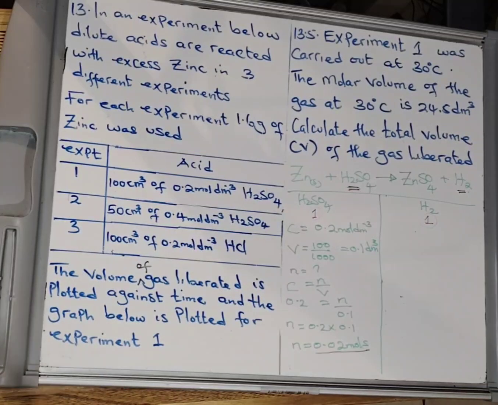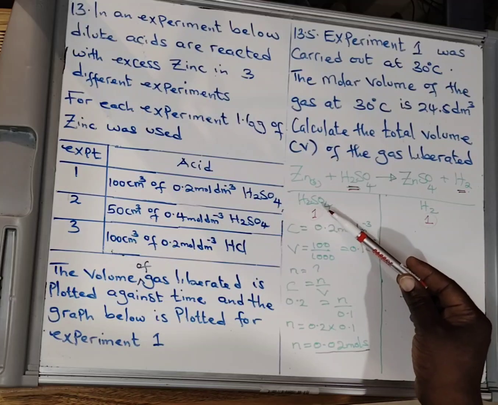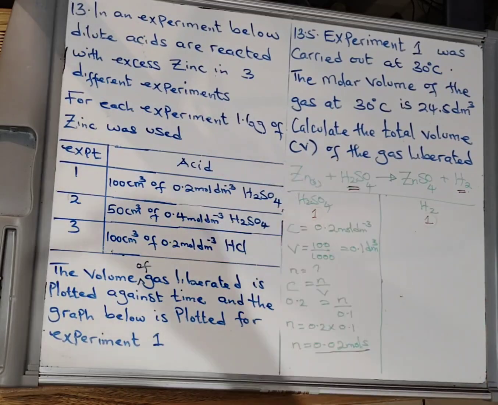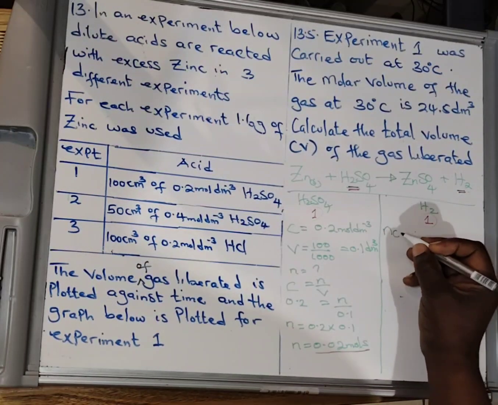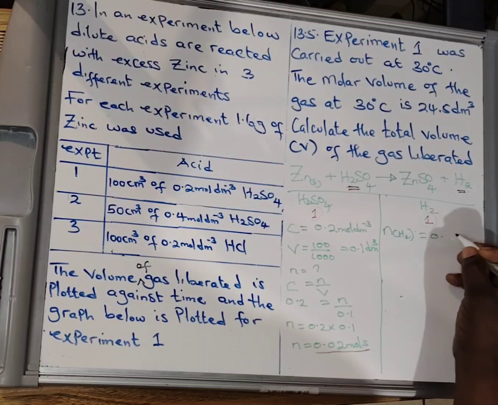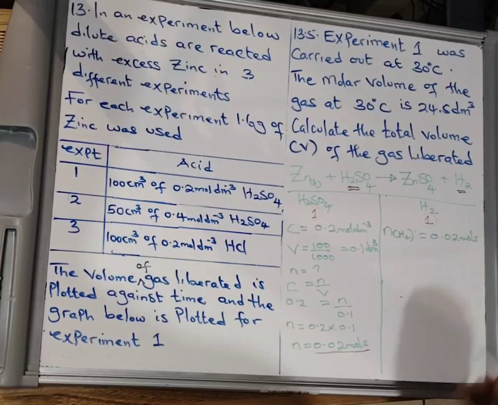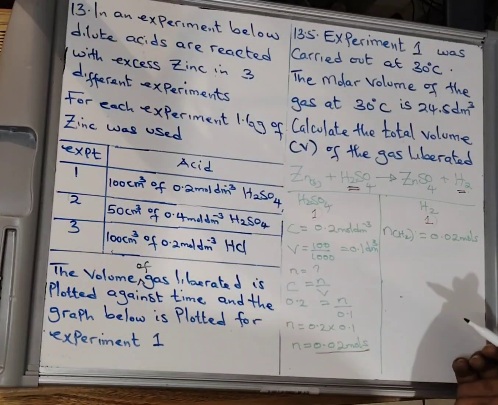So now after this, what do we do? You go to our mole ratios. It is 1 to 1. What does that imply? The implication is that the number of moles of hydrogen gas liberated is 0.02 moles. Okay. When you reach this stage, what do you do?